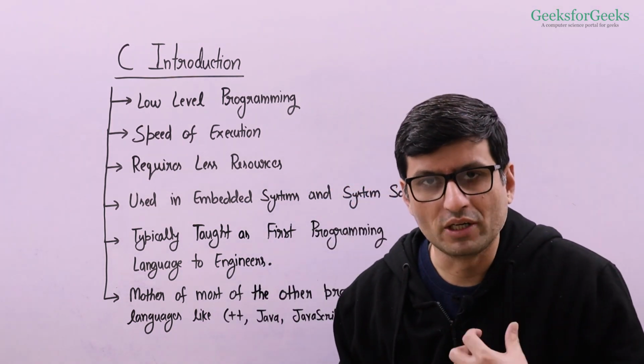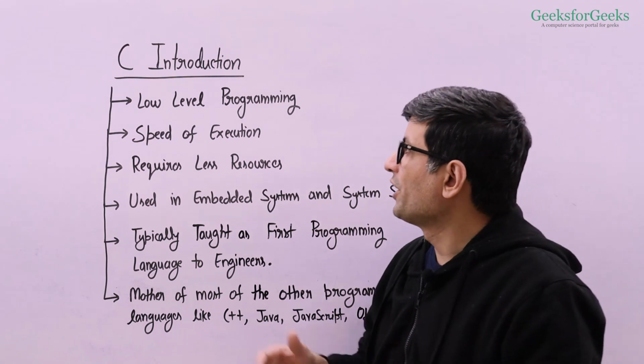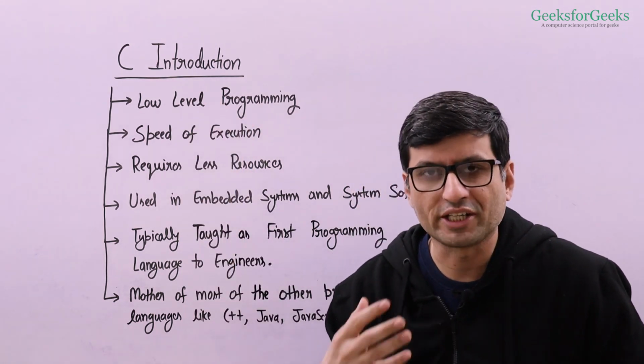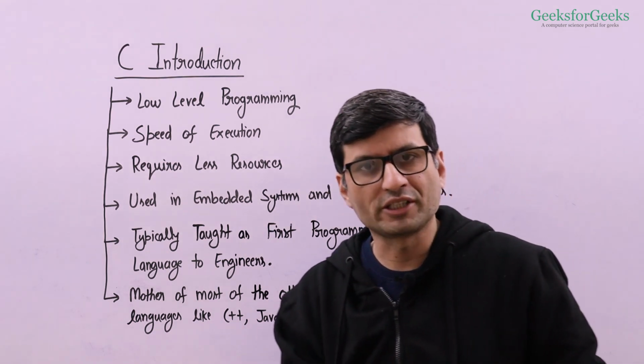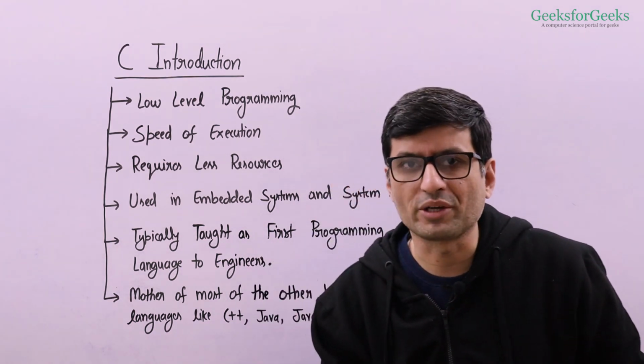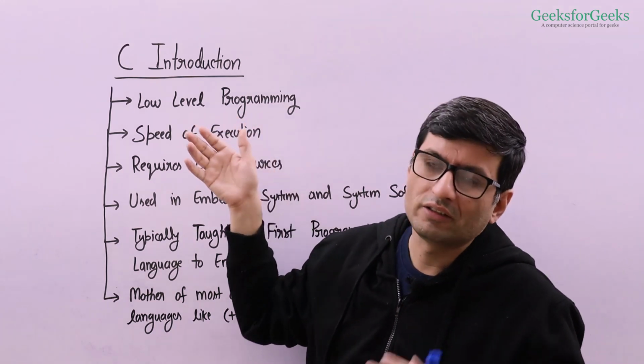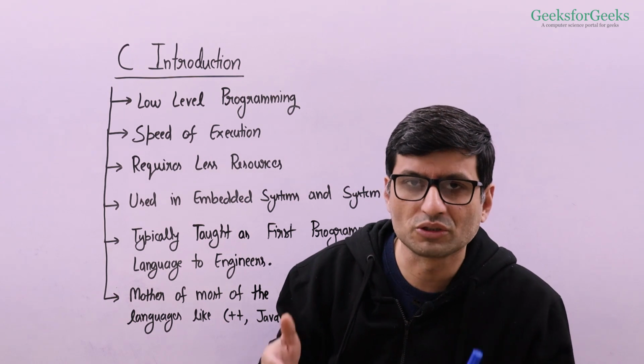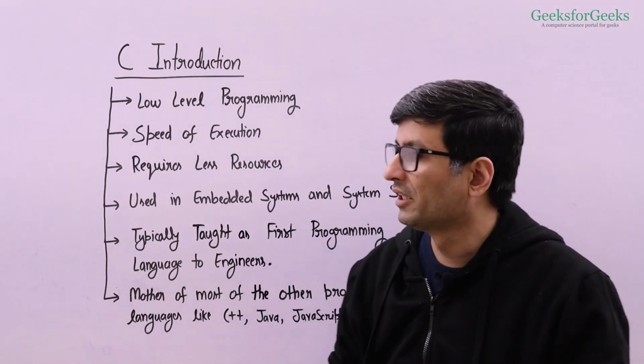So whenever you are building software where you need low level programming, and when I say low level programming, it means you are writing software which is very close to your operating system or very close to your hardware, you would need either C or C++. These are the two most used programming languages for this purpose.